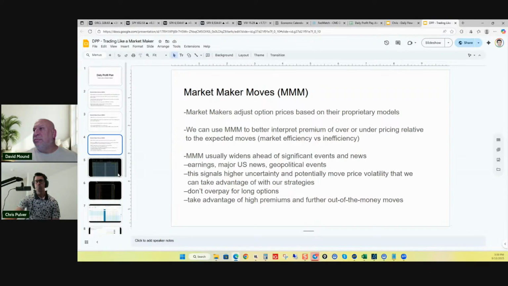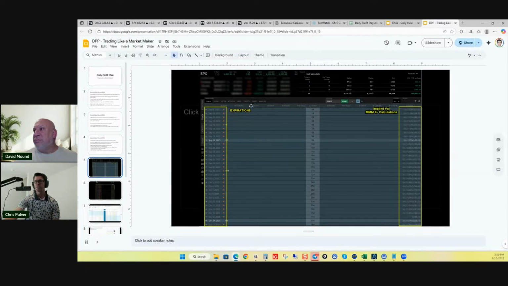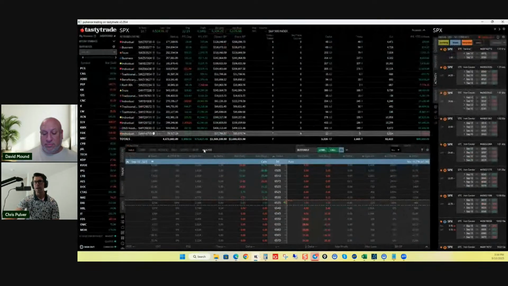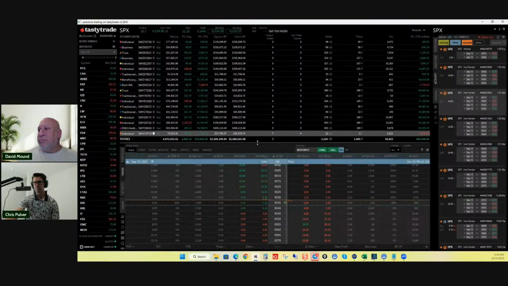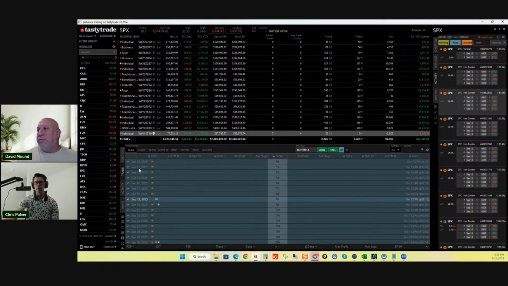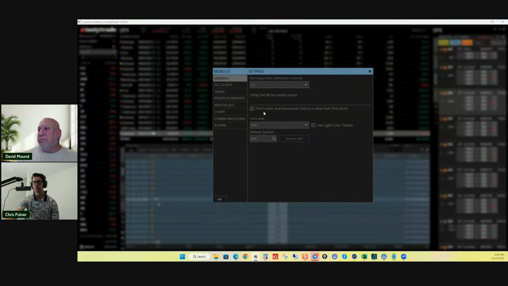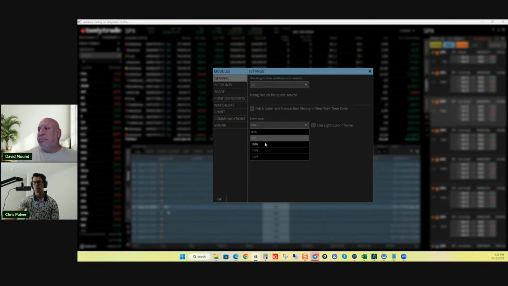Okay. So a couple of screenshots here. This is inside my Tasty platform. I'll just show you live. Here's my Tasty platform. Let's go to tomorrow's expiration, since we're only 1 minute away from the close today. Tomorrow's expiration is going to be September 11th. I'll increase the font so people can see it.